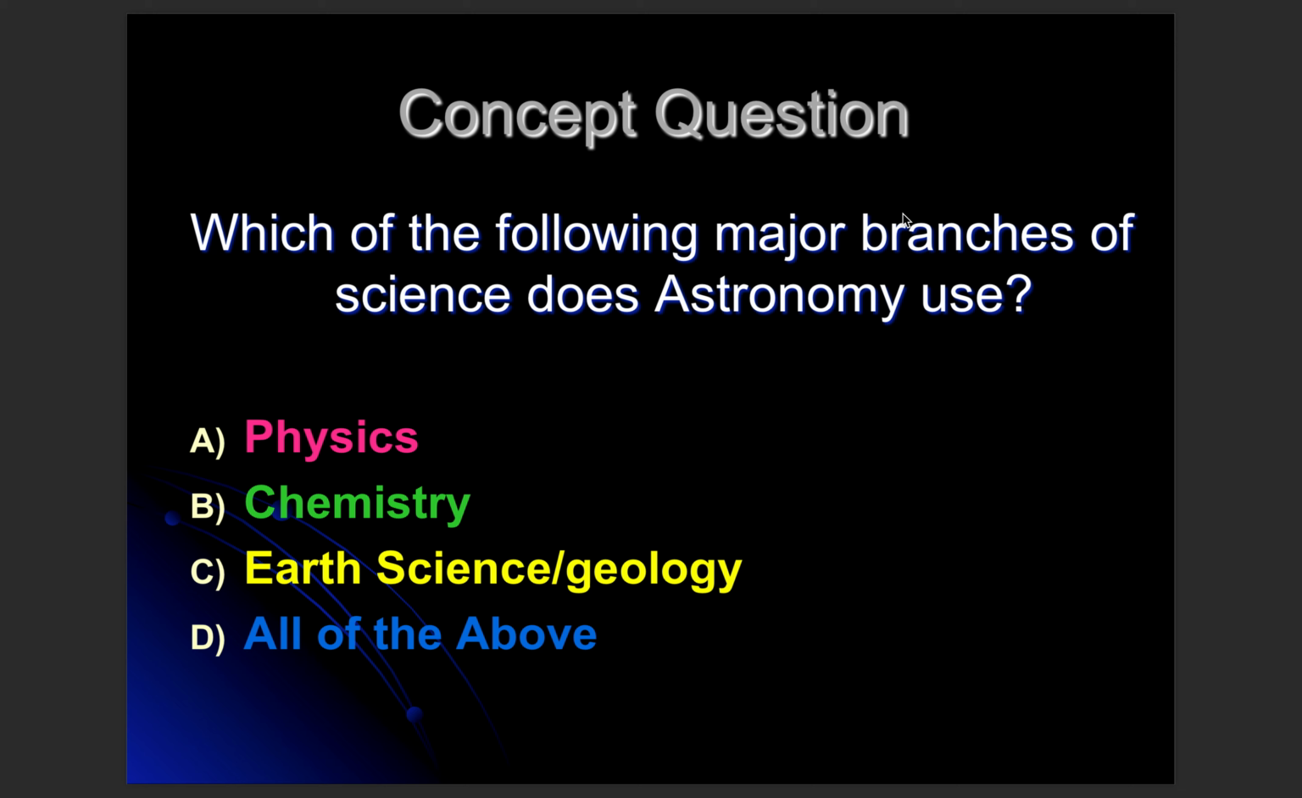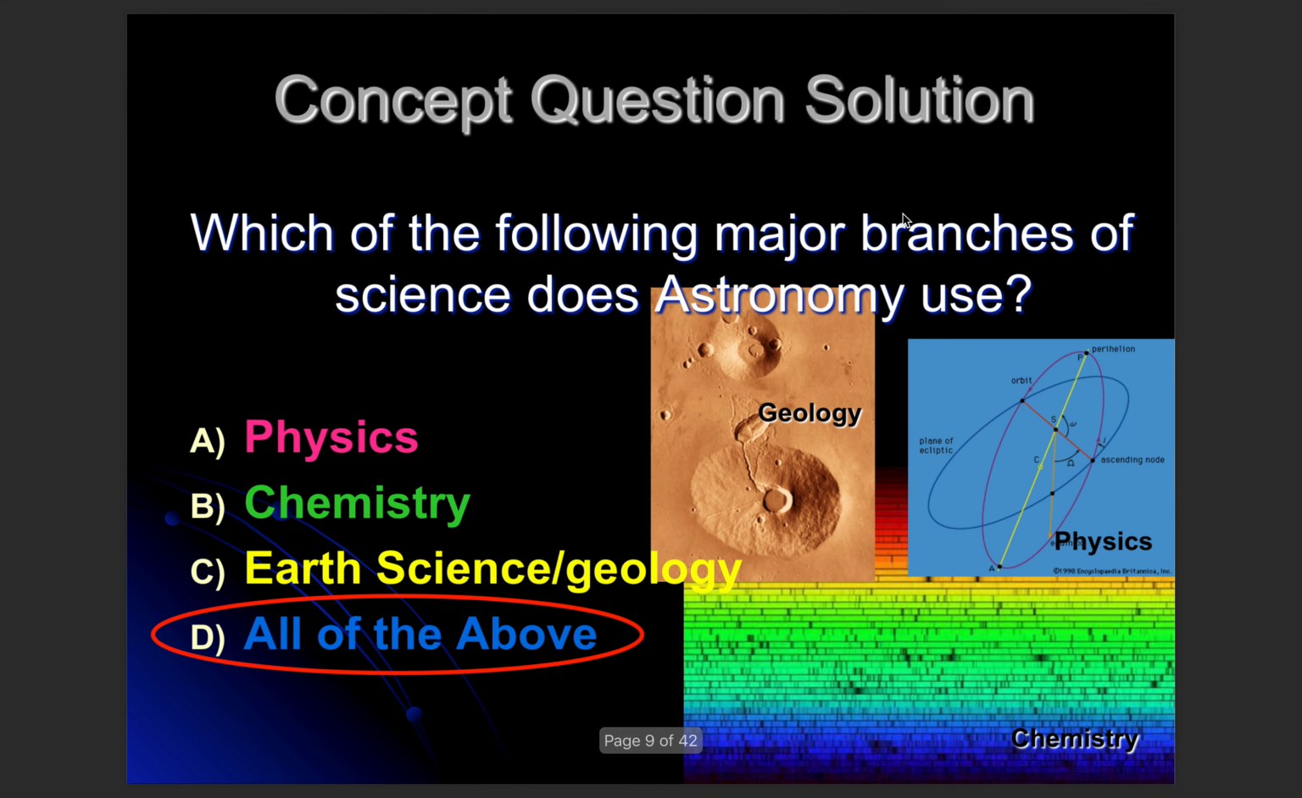So which of the following major branches of science does astronomy use? Physics, chemistry, earth science or geology, or all of the above? What do you think? So what's really cool about astronomy is astronomers use all the different branches of science. And when it comes to physics, astronomy is all about physics, okay? Astronomy, in terms of its fundamental basic properties, is intertwined with the fundamental laws of physics.